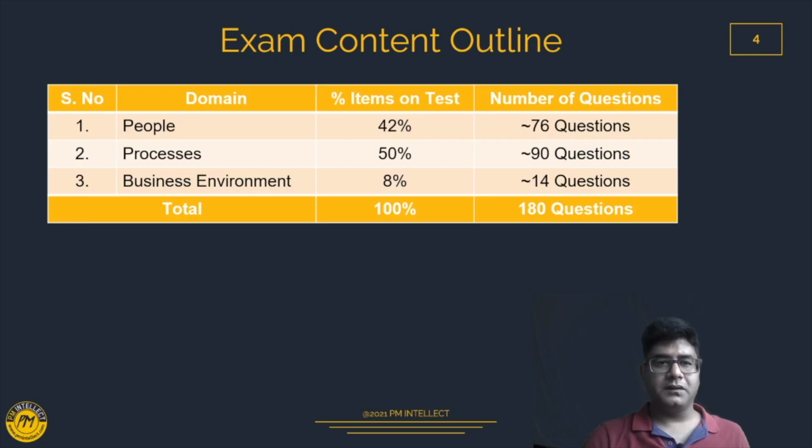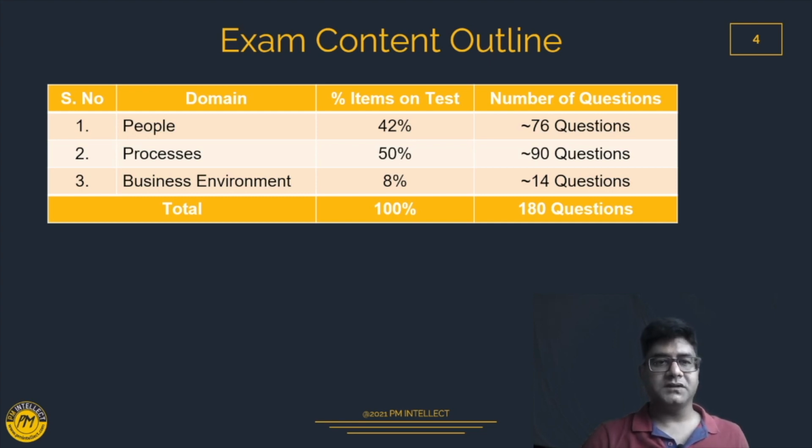Please refer to the table. Here you will be able to see there are a total of 3 domains which are part of the ECO. The first one is people, the second is process, the third one is business environment. The people domain covers 42% and comprises roughly 76 questions. When I say 76 questions, these are not the exact numbers, as the questions are going to vary for all the domains, but it will give you a tentative idea of the percentage or the questions which you are going to get.